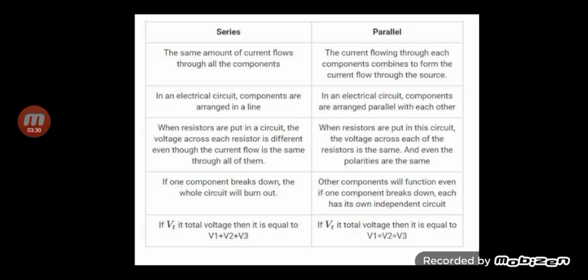In a series circuit, the total voltage is equal to V1 plus V2 plus V3 and so on. But in a parallel circuit, the voltage is not divided. It is the same throughout the circuit. So a series circuit is a voltage divider, but a parallel circuit is not a voltage divider. In parallel circuits, the voltage remains the same.